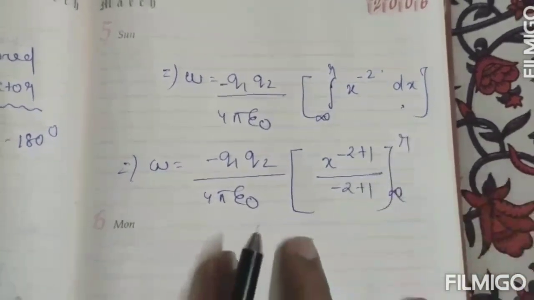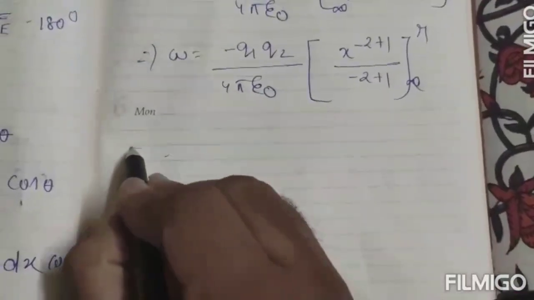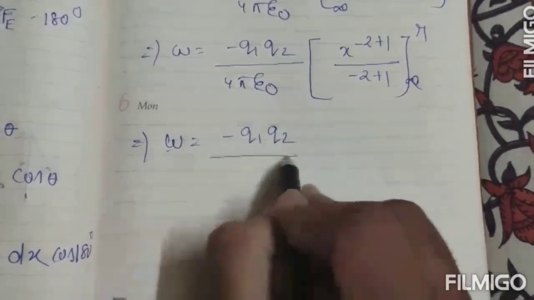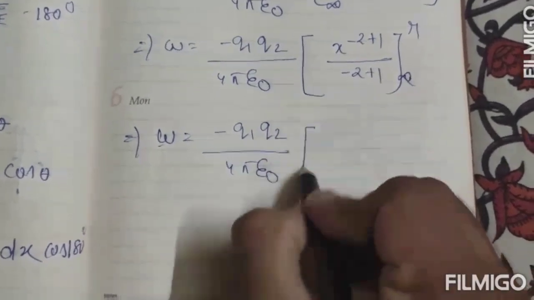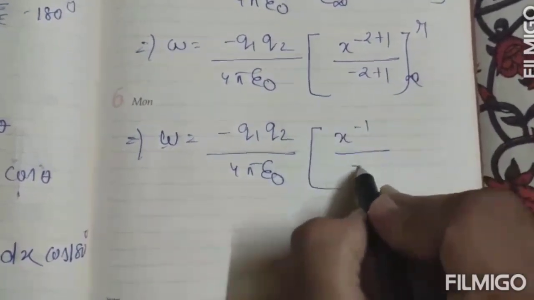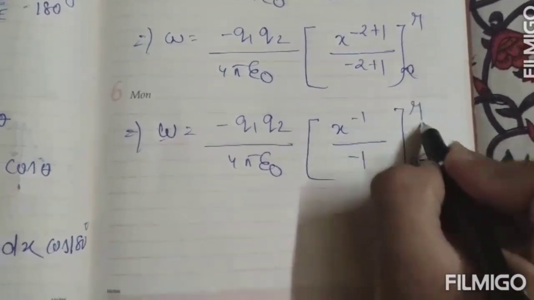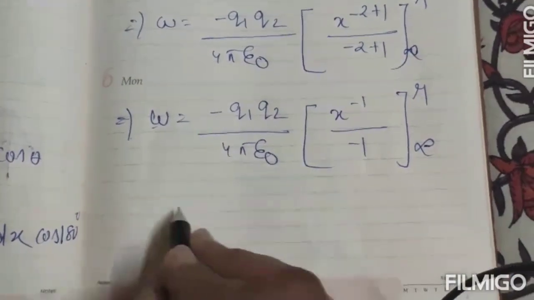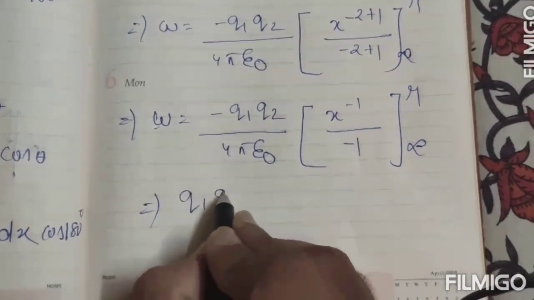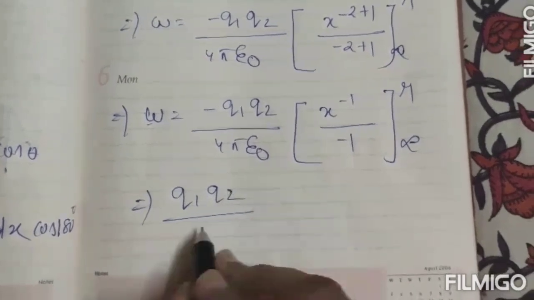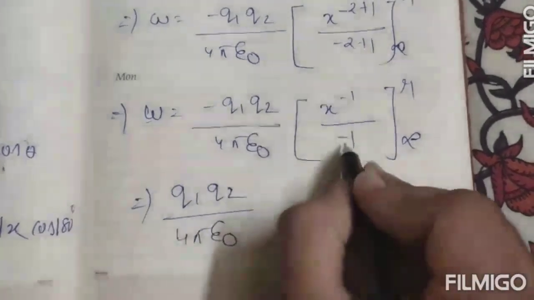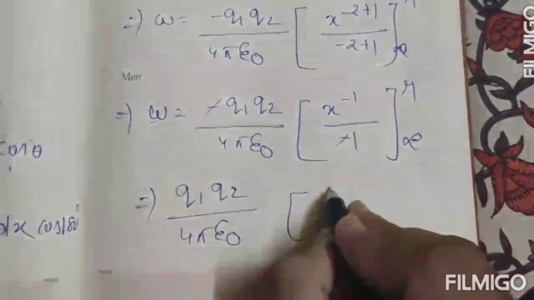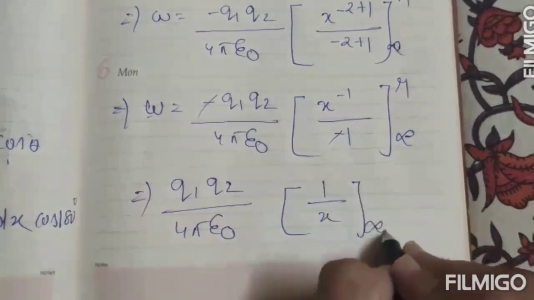infinity to R, right? This will be W equal to minus Q1 into Q2 by 4 pi epsilon naught, x to the power minus 1 by minus 1, infinity to R, right? So this minus and this minus will be cancelled. So this will be Q1 into Q2 by 4 pi epsilon naught, and x to the power minus 1 is 1 by x, infinity to R.